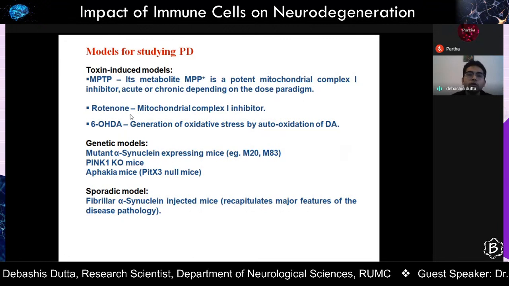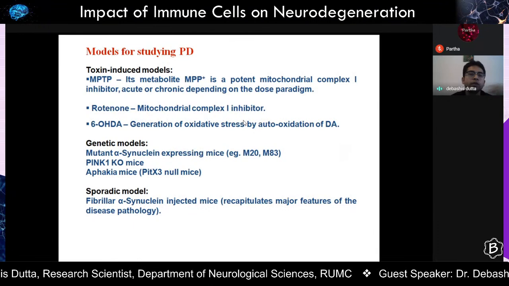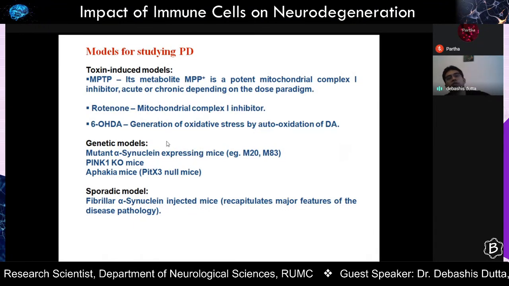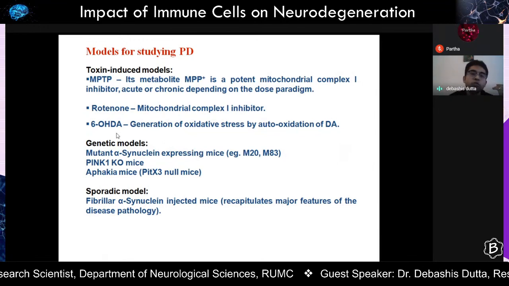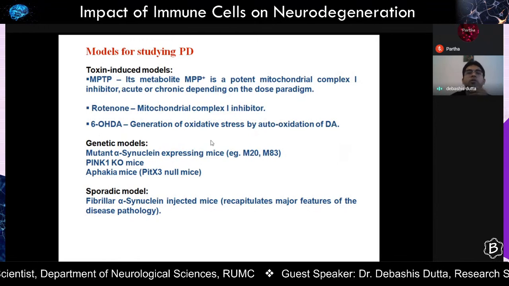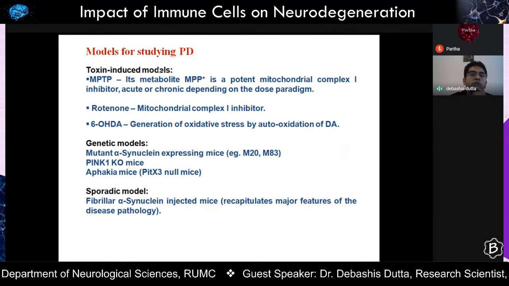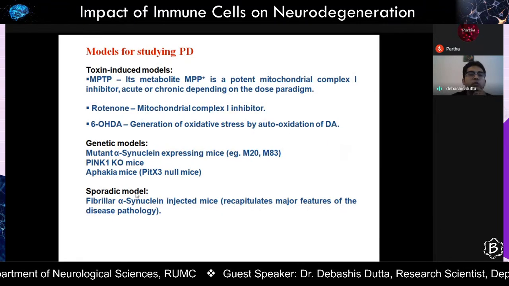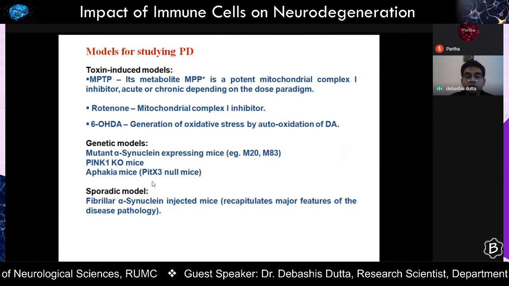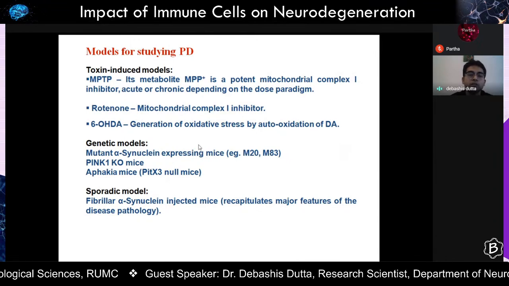We have rotenone also, which is a xenobiotic but less used nowadays. It is also a mitochondrial complex I inhibitor. 6-OHDA is used to create oxidative stress in the brain, and auto-oxidation of dopamine itself can cause the demise of these neurons. Apart from these toxin-induced models, we have several genetic models. Some of these do recapitulate some of the features of Parkinson's disease. Some of these do not, but are still being used for experimental purposes.